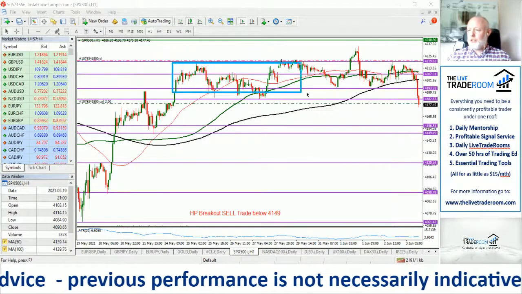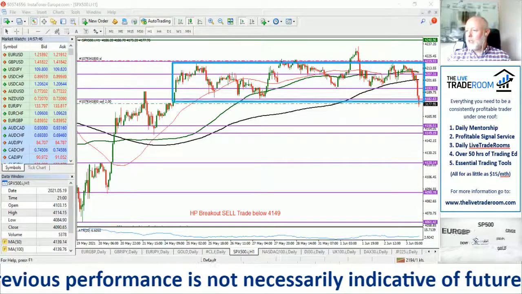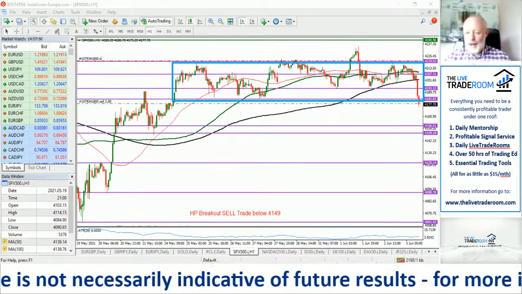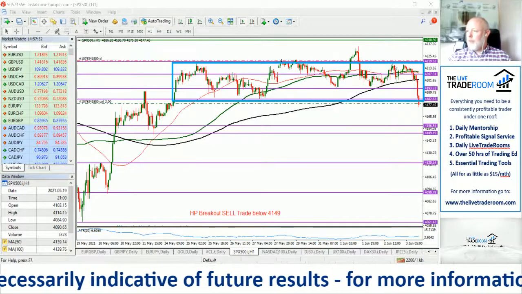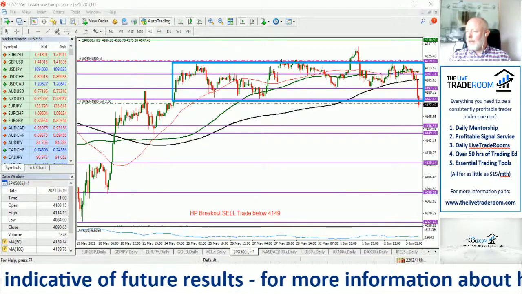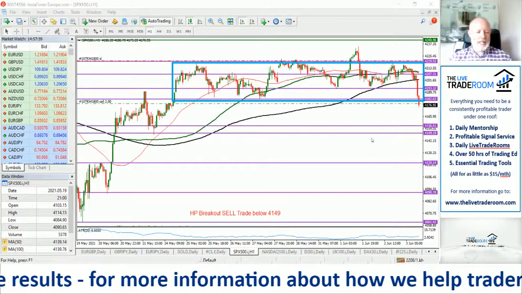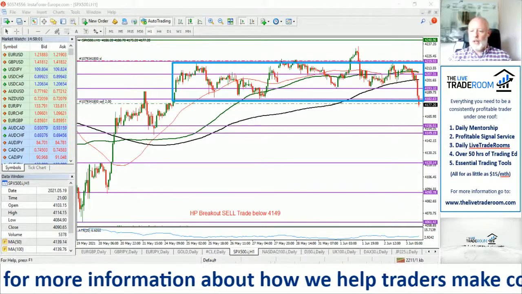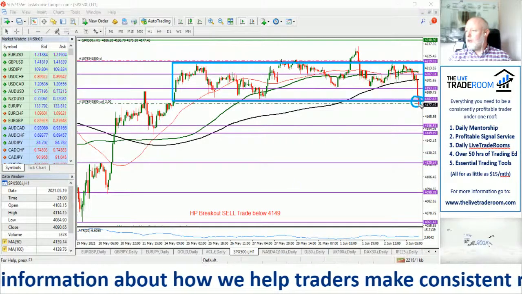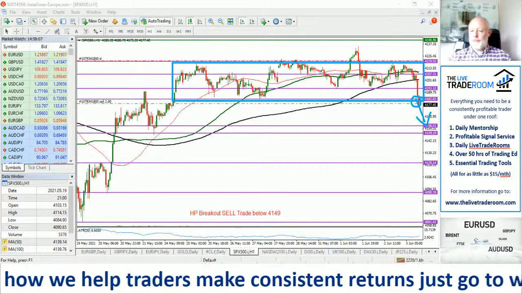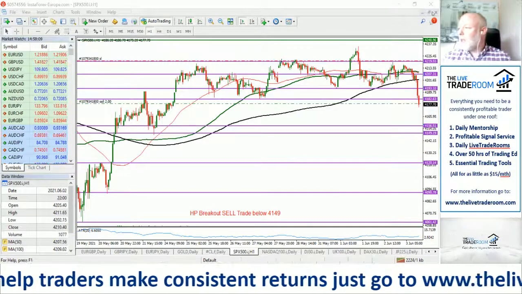So we categorize every trade we get into. We explain to our traders what the trading opportunity is, how we trade it. We're using a technical stop loss, and we want to look to get into opportunities like this. So this is what we refer to as a high probability trading opportunity below this level. So that's the S&P. We wanted to get into that.